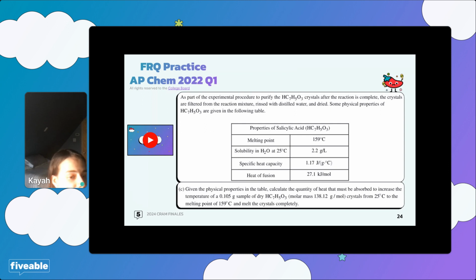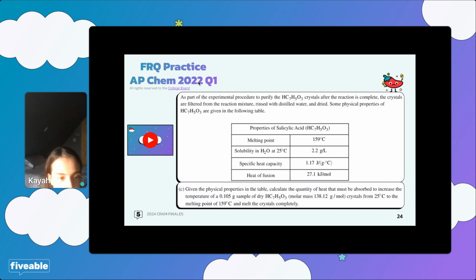The melting point is 159 Celsius. Solubility in H2O at 25 degrees Celsius is 2.2 grams per liter. The specific heat capacity is 1.17 joules per gram Celsius. And the heat of fusion is 27.1 kilojoules per mole.